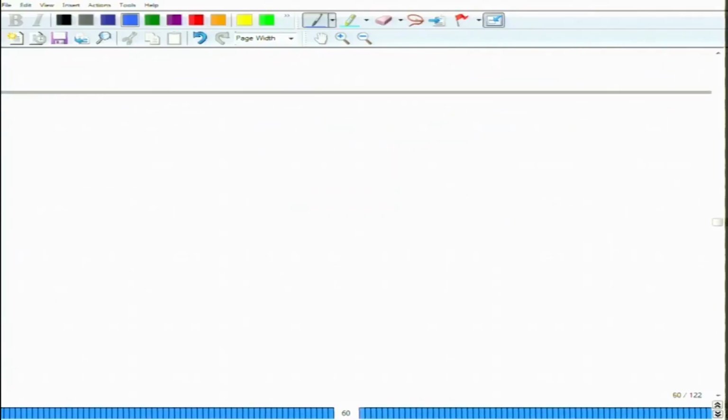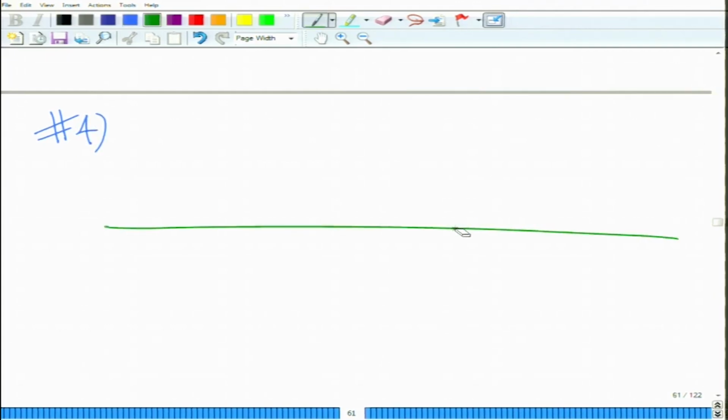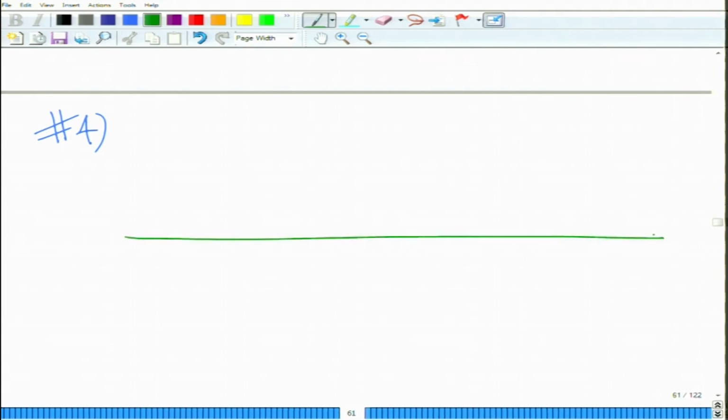Let us now look at problem number 4. Let us now look at a triangle. So, we have considered various periodic signals, we have considered a square wave, we have considered an impulse train. Let us now consider a triangular wave, which is slightly more difficult to analyze. So, here I have a periodic triangular wave of period T naught.